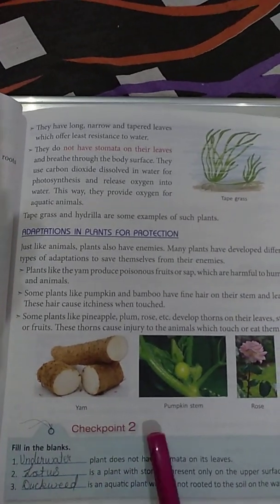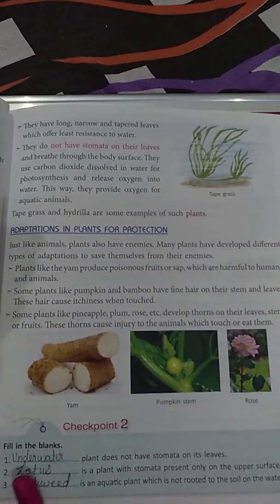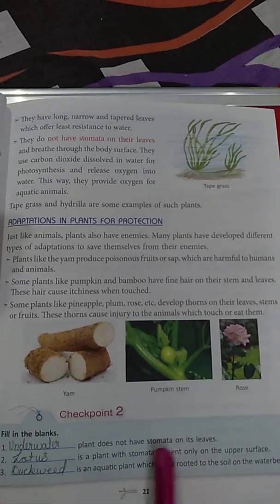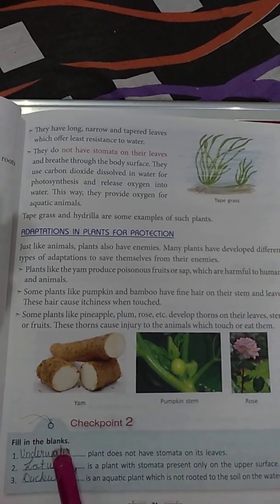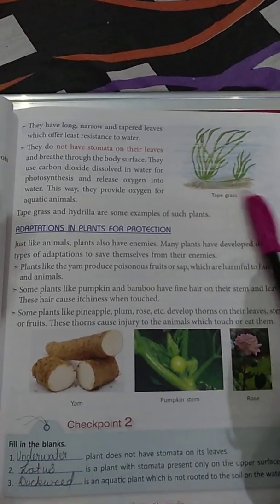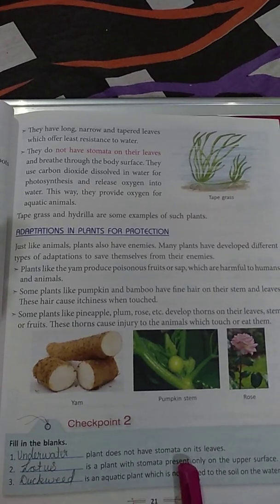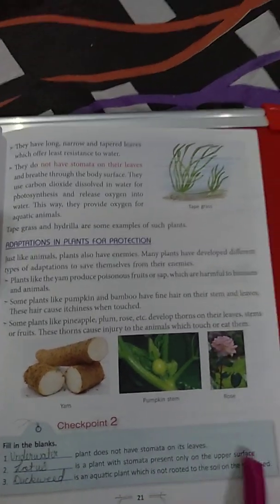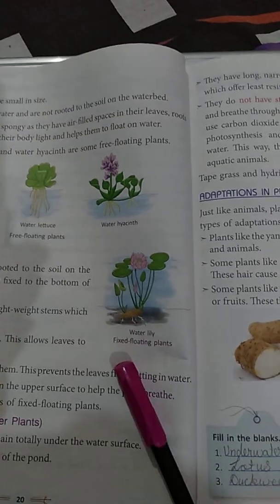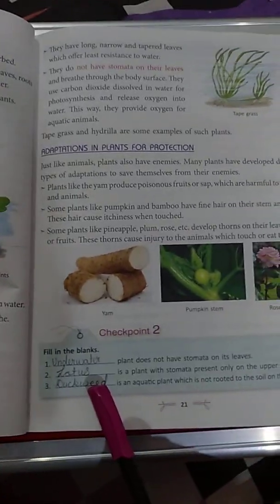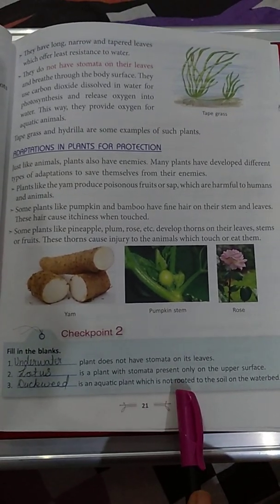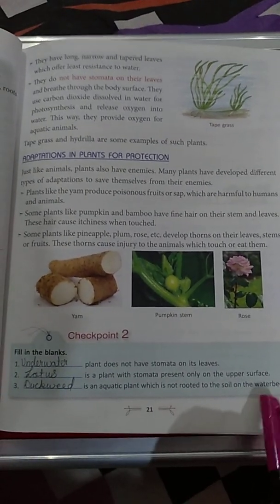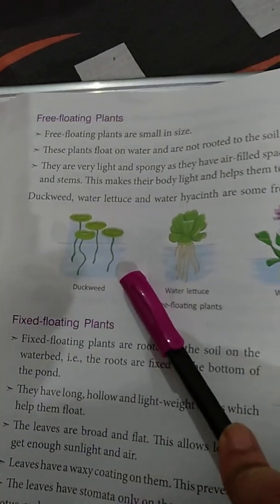Now come to checkpoint 2. Dash plant does not have stomata on its leaves, that is an underwater plant. This one is a plant with stomata present only on the upper surface. This is a lotus. Dash is an aquatic plant which is not rooted to the soil on the waterbed. That is duckweed.